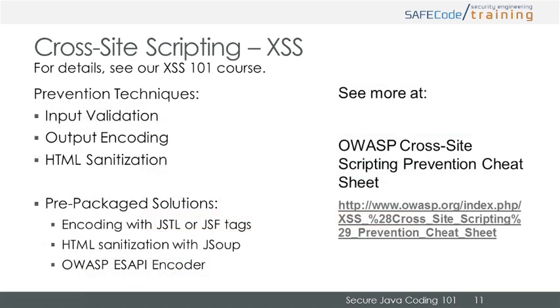Please note that this is a very brief discussion of XSS. There's a lot more information on the Open Web Application Security Project, OWASP website, and in the SAFECode XSS 101 course. There are two techniques that should be used to prevent XSS: input validation and output escaping. And let's talk about both of them.